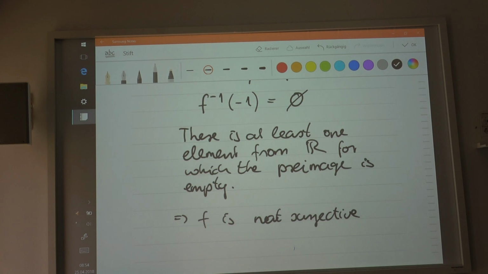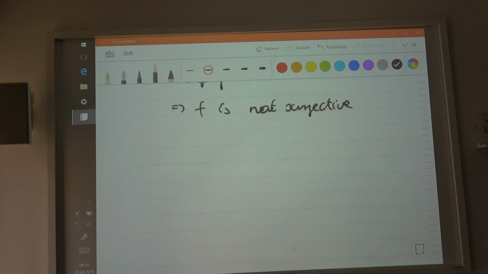You understand this? Yes. If you define this function as a mapping from the real numbers to the positive real numbers, in this case it would be surjective. Exactly. So let me just give you another example, and this is what I would like you to add here.